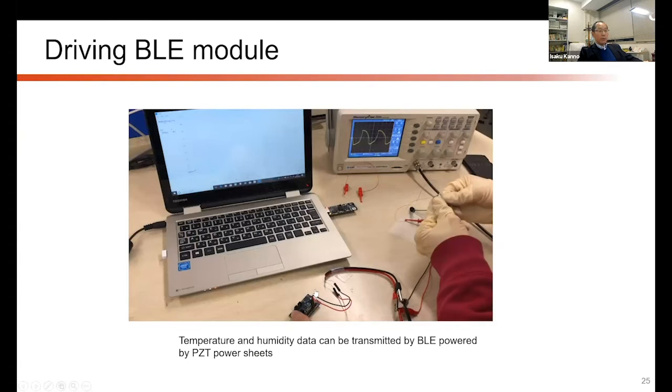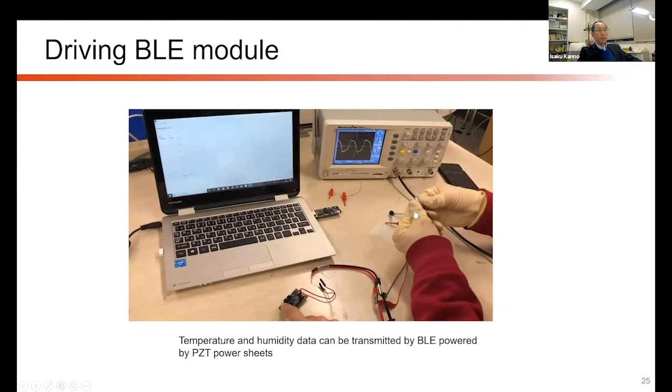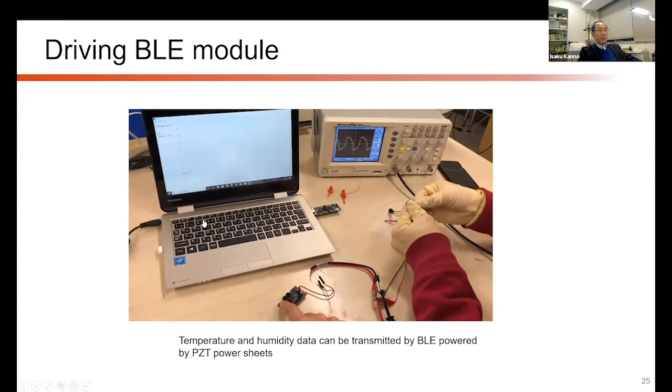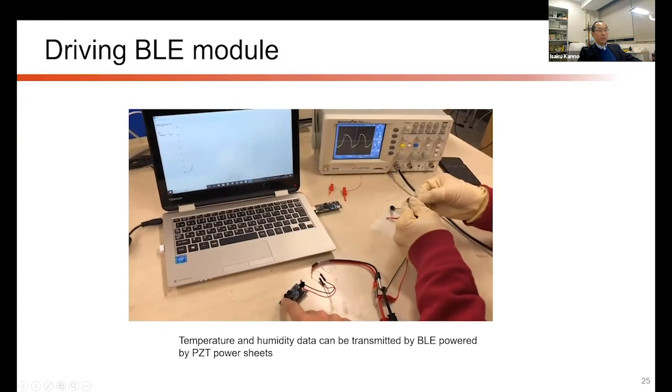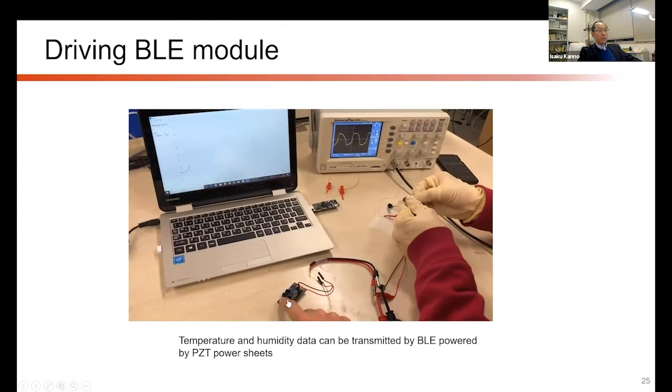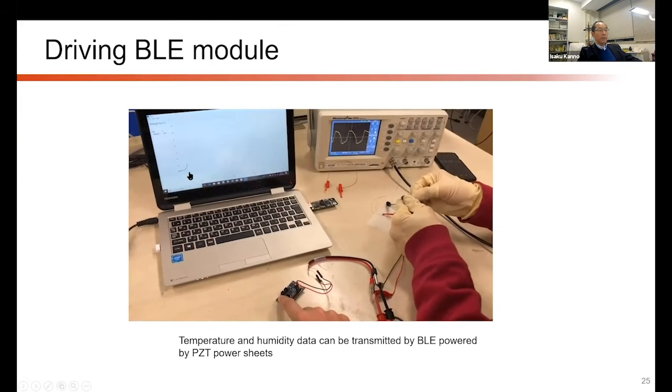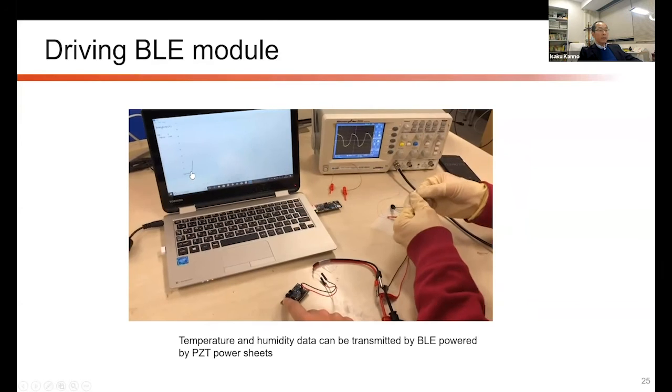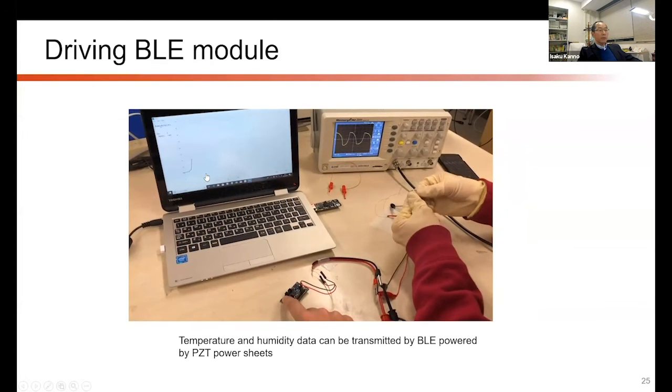The Bluetooth low energy (BLE) module is powered by the flexible PZT thin films. You can see the temperature and the humidity data is transmitted from here to the receiver, and the temperature data is displayed on the screen. So anyway, a very large bending motion can be applied without peeling off and cracking of the PZT thin films.